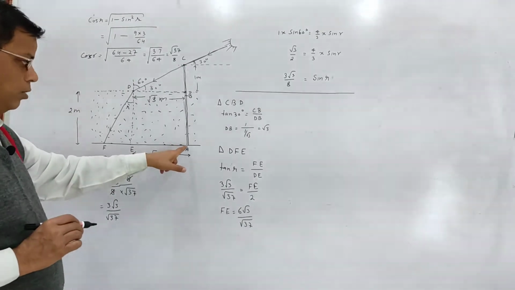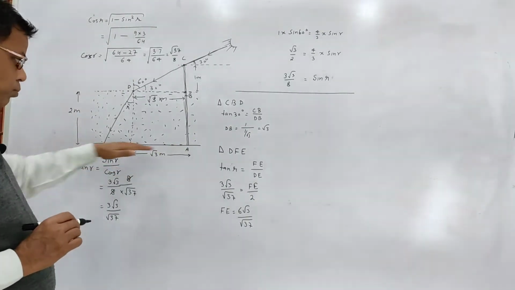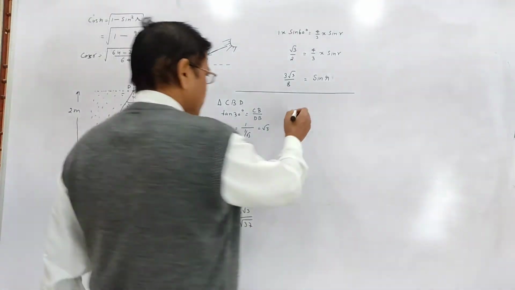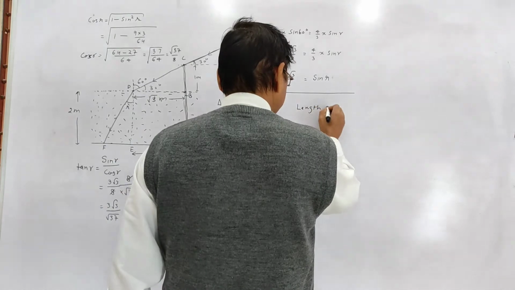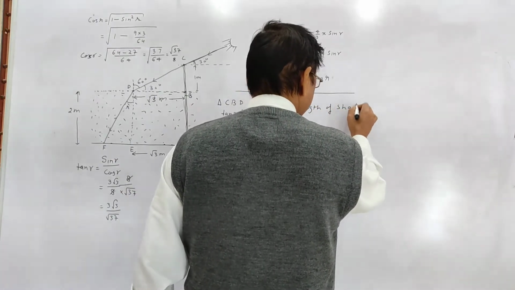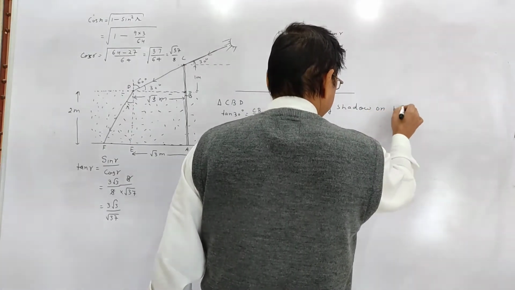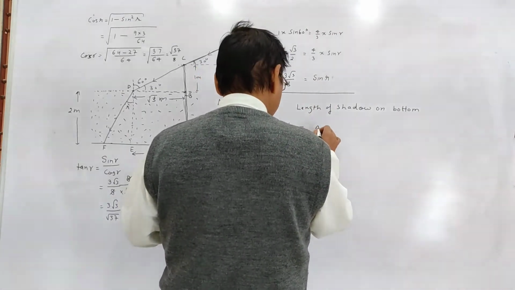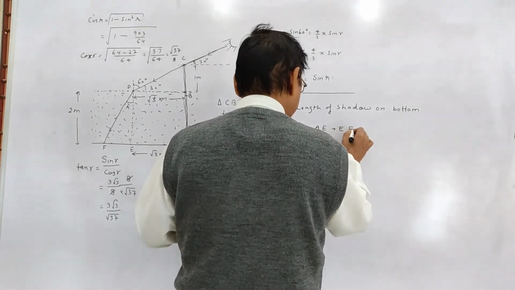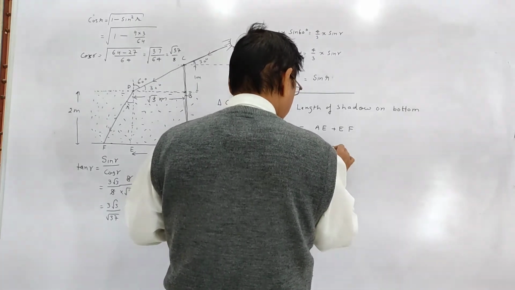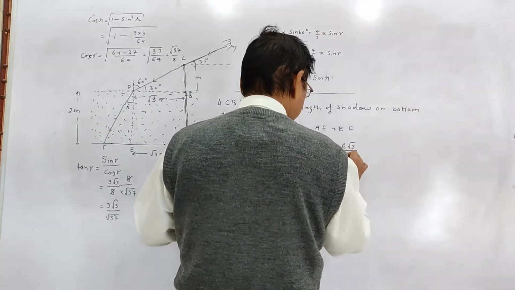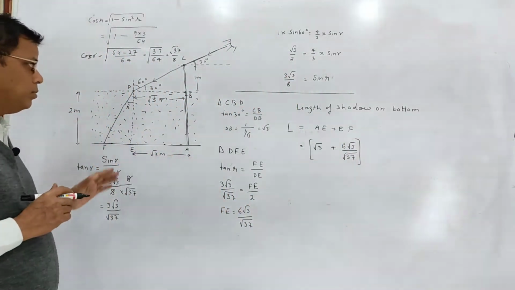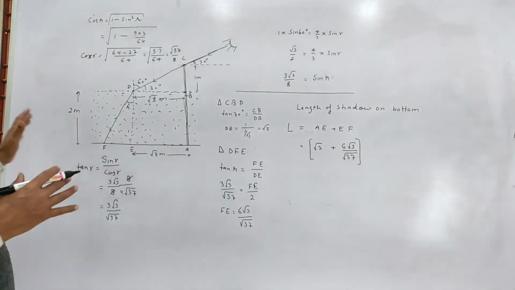So the length of the shadow of the pole on the bottom of the lake is AF, so AE plus FE. Length of shadow on bottom is equal to L is equal to AE plus EF. AE is root 3 plus EF, 6 root 3 upon root 37. So this is your answer. So this is the length of the shadow of this pole on the bottom. So that is how we are going to solve it.